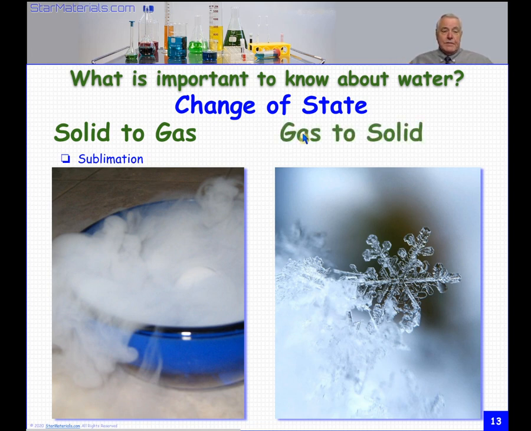And from a gas right to a solid, called deposition. In the center of every snowflake is a little piece of dust. And that allows the water vapor in the air to give up its heat to that little piece of dust right in the center and go right from a gas to a solid. Because, remember those angles? Because of those angles, we always have 6 sides.